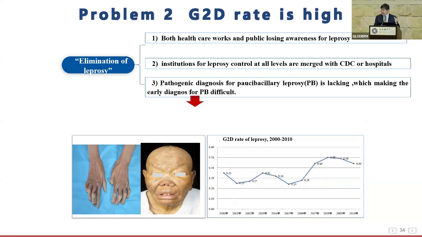For the early stage of PB patients, it is difficult to make a right diagnosis. At the early stage, there is no loss of sensation, no enlargement of peripheral nerves, and also the smear is negative. So it is very difficult to do an early diagnosis, which will result in a high rate of disability. So you can take a look at this picture from the year 2000 to the year 2010. The G2D rate of leprosy is as high as 30%.